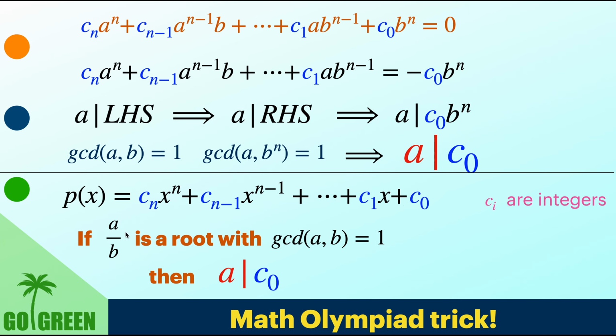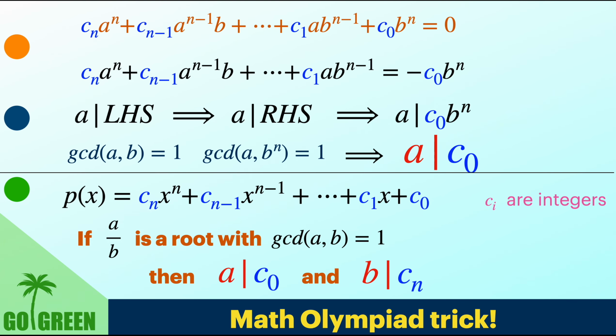Numerator is a, so a divides c0 means the numerator divides the constant term of the polynomial, and the denominator is b, and b divides cn. So the denominator divides the leading coefficient. Leading coefficient means the coefficient of the highest degree term. These two things we have proved: a divides c0, which is here, and in the previous slide we have proved that b divides cn. That's all. We are ready to answer the question in a second.